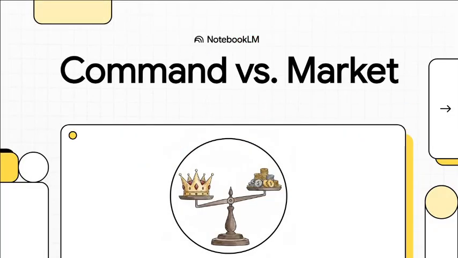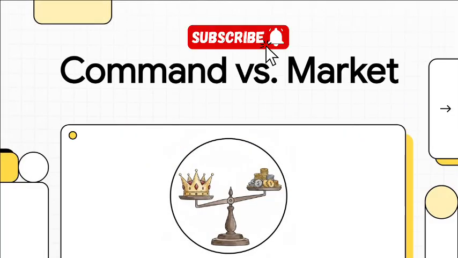Every single society on Earth, from the ancient world right up to today, has to deal with the same basic problem. There's just not enough stuff to go around. Our resources are limited, which means we have to make choices. So how do we decide who gets what? That is the big question we're going to tackle in this explainer.